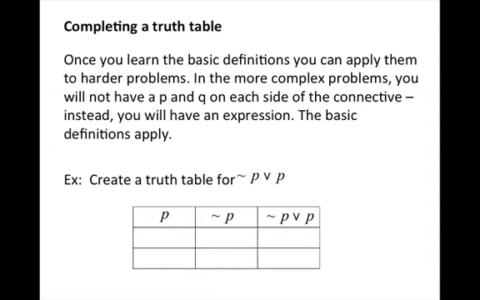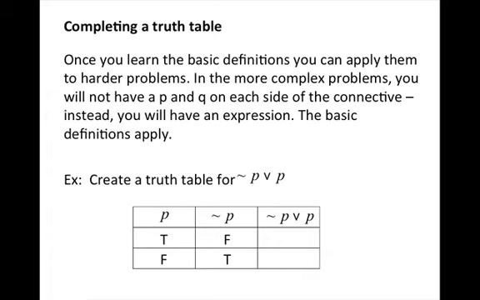Since I just have one variable, there's only two possibilities. P could either be true or it could be false. So those are my two possibilities, or my two cases. Not P has the opposite truth value of P. So if P is true, not P is false. If P is false, not P is true.